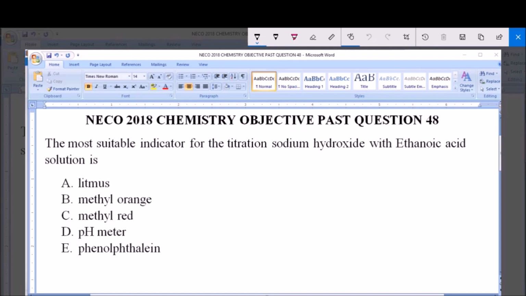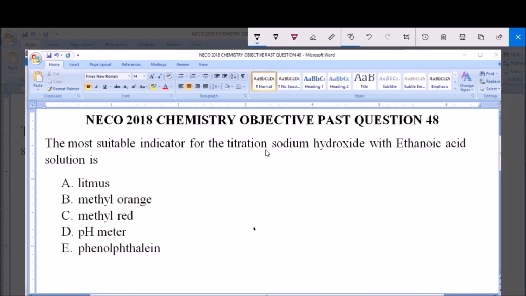The most suitable indicator for a titration of sodium hydroxide with ethanoic acid solution is A. Litmus, B. Methyl orange, C. Methyl red, D. pH meter, and E. phenolphthalein.